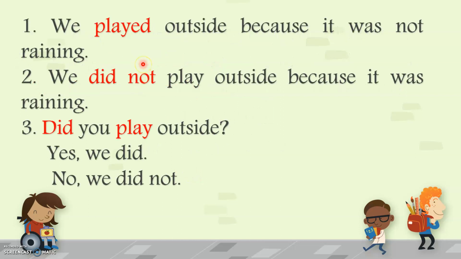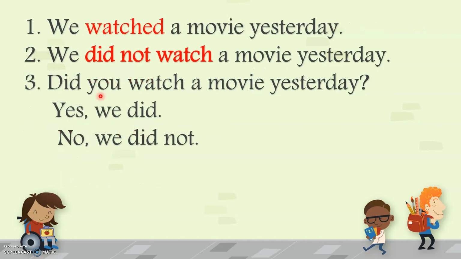We played outside. To the negative form, we didn't play outside, the base form. Yes or no question: did they play or did you play outside? Yes, we played, or no, we didn't play outside. So the last example: we watched a movie yesterday. We didn't watch a movie. Did you watch a movie yesterday? Yes, we watched, or no, we didn't watch.